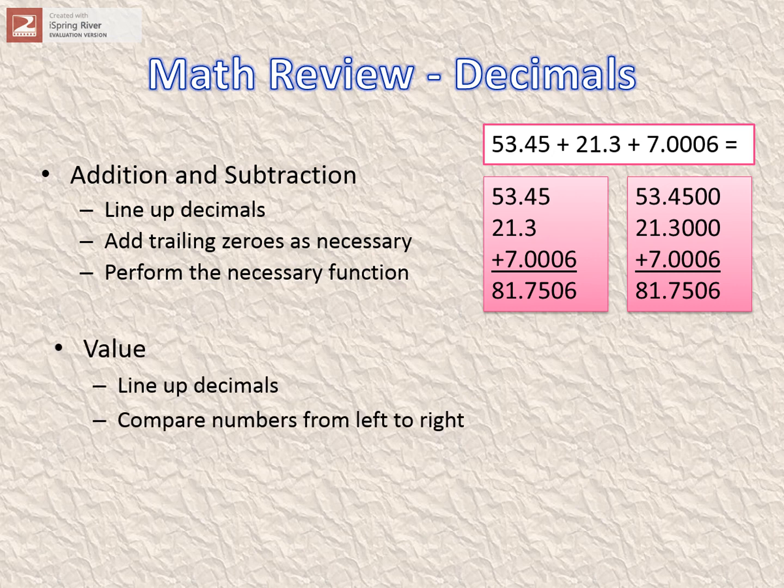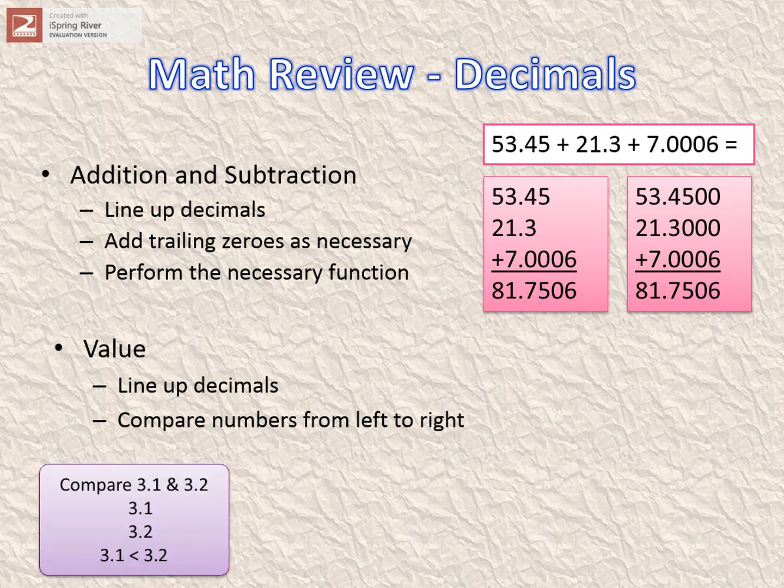If we're talking about doing value for decimals, this is trying to determine whether a decimal is larger or smaller than another decimal. Again, we're going to line up the decimals, and then we're going to compare the numbers from left to right. Okay? So I have several examples here.